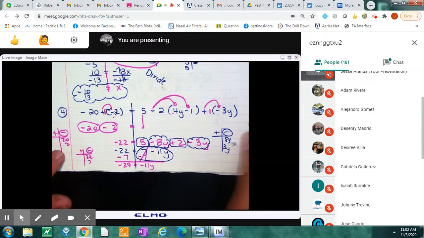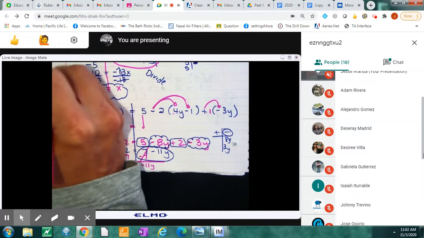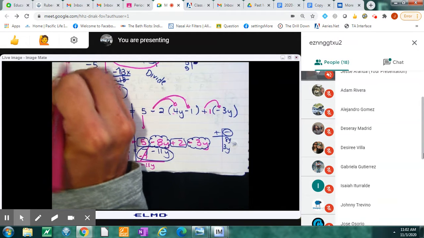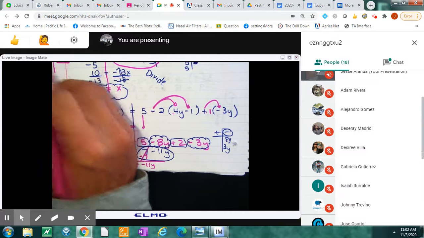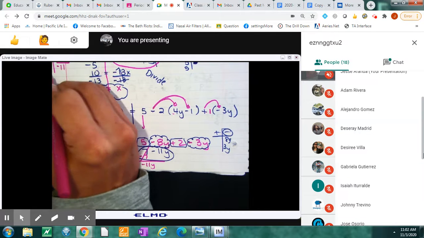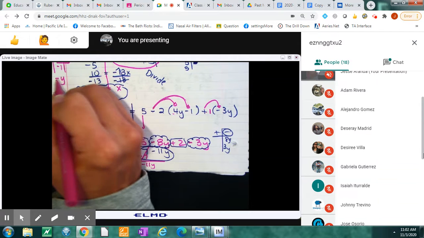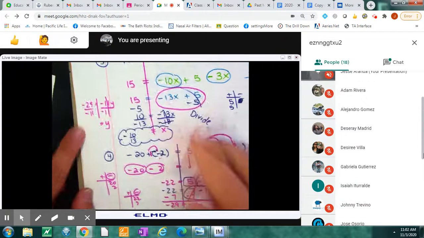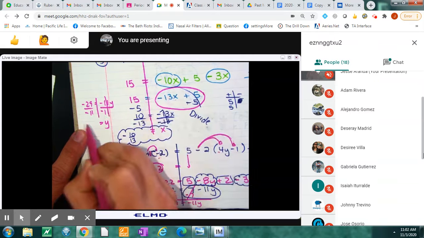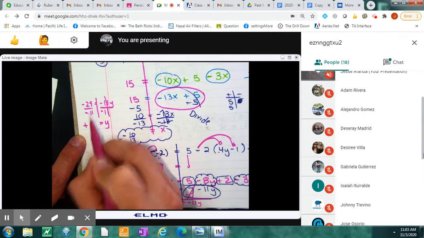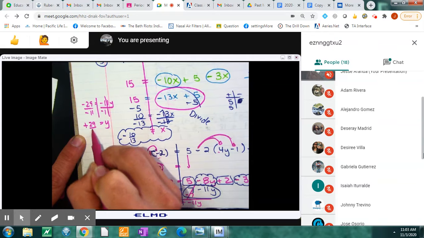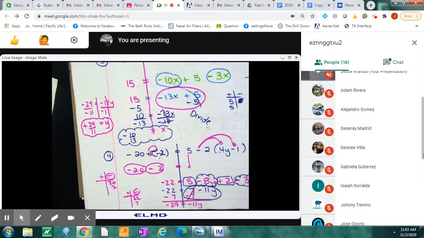Oh, I don't have any room. I'm going to do it right here. Negative 29 equals negative 11y. Now I'm going to divide by what? Negative 11. And that's y is equal to, what's negative divided by negative? Positive. And 29 over 11, let's just leave it like that. Can I simplify? You can't. Just leave it like that. Your answer is 29 over 11. That's it. We did it.